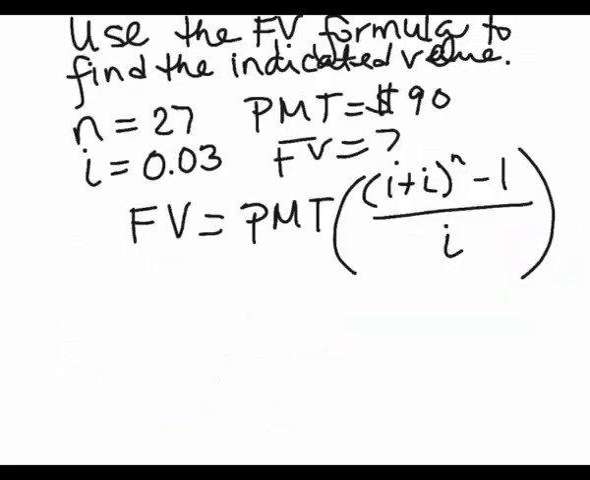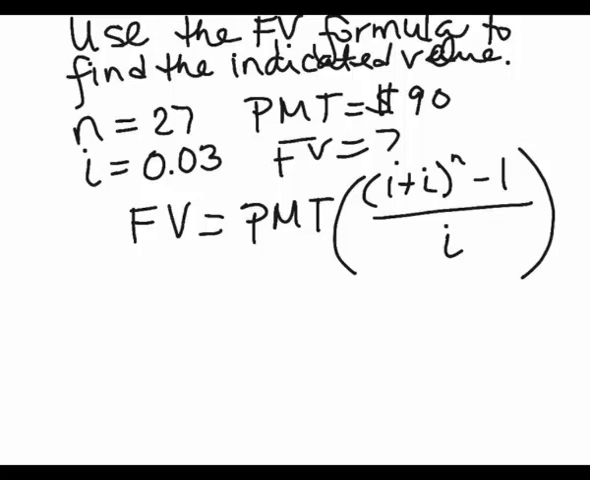Okay, so now that we can figure out I and N, let's go ahead and have some fun with this future value formula. You're going to use the future value formula to find the indicated value. I'm telling you that N is 27, so you're going to make 27 payments. Your I is 0.03, remember I is R over N. Your payment is $90, and your future value, that's what we're looking for.